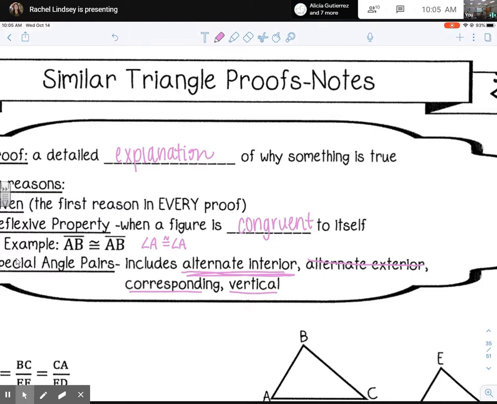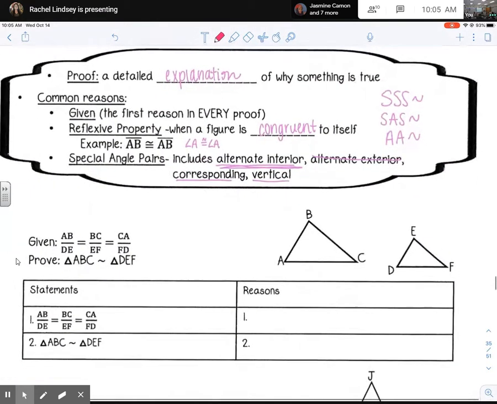And remember, to prove a similar triangle proof, there are only three postulates for these. So you have SSS similarity, SAS similarity, and angle-angle similarity. And on these, you do not have to mark the pictures like you do on a congruent triangle. But it does tell us that on the first one it says AB is proportional to DE, so these go together.